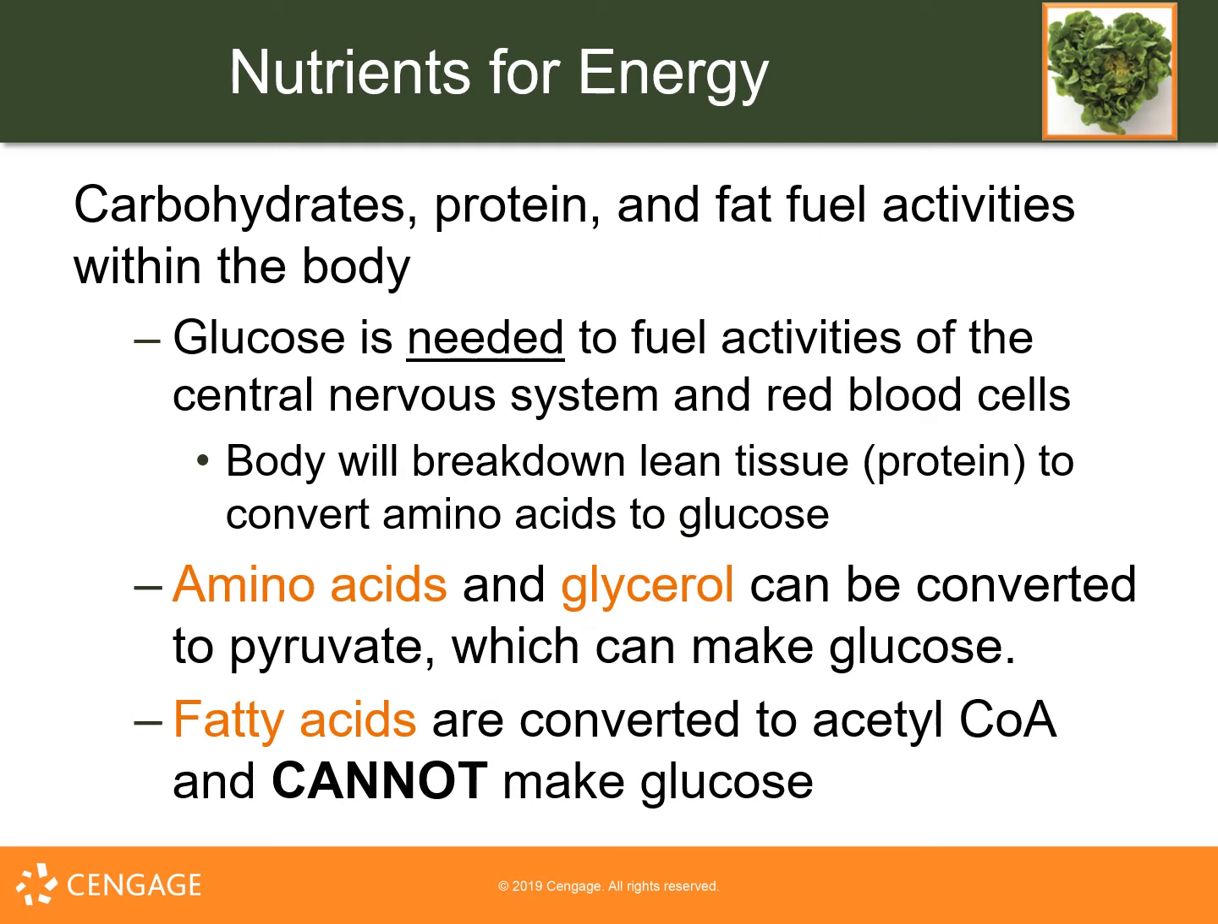Nutrients for energy. We all know carbohydrates, protein, and fat are used by the body for energy to fuel activities. However, not all parts of these can be converted to glucose, which is needed by the red blood cells and central nervous system. Amino acids and glycerol can be converted to pyruvate, which can make glucose. Fatty acids are converted to acetyl-CoA and cannot make glucose.